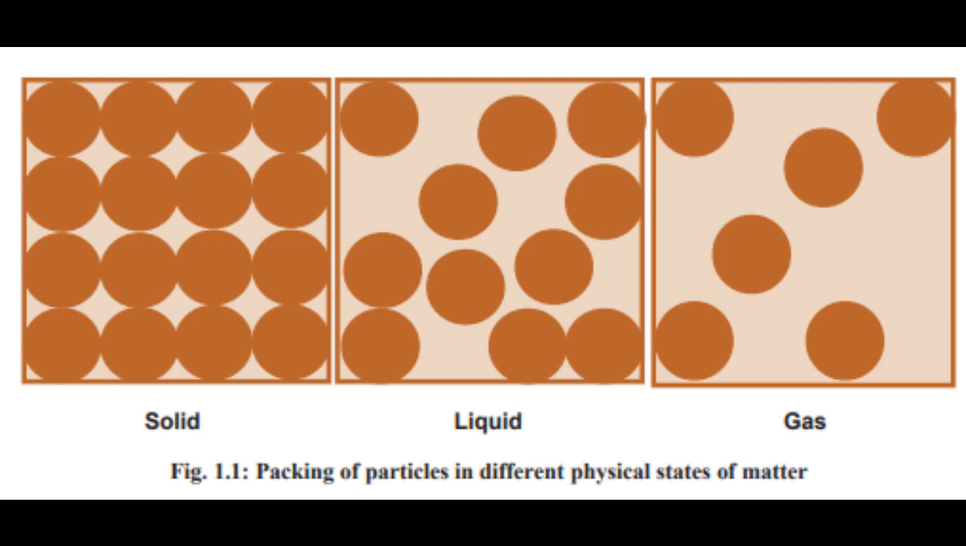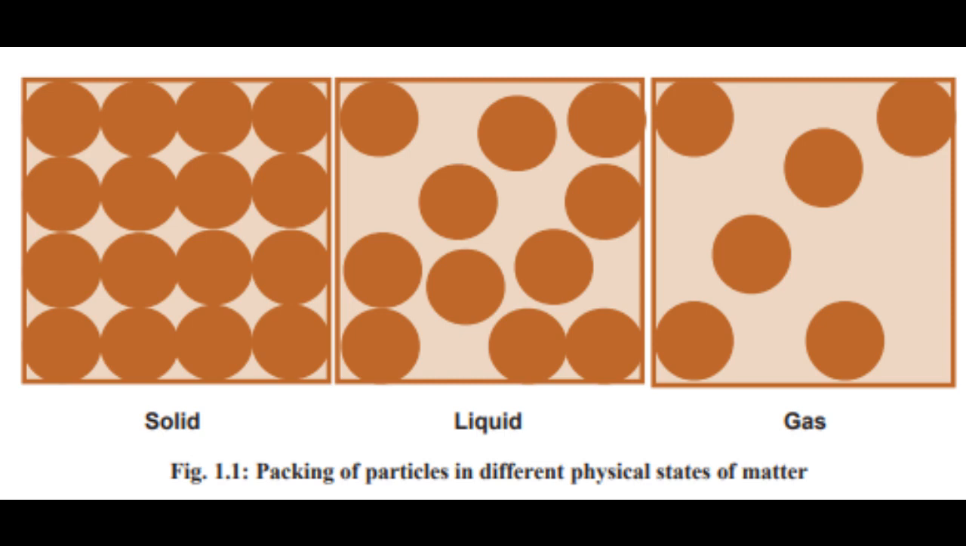Fig. 1.1 depicts the packing of particles in the solid, liquid and gaseous states. In solid state, there is orderly arrangement of particles. In liquid state, the arrangement is partially orderly. In gaseous state, there is random and disorderly arrangement of particles. Figure 1.1. Packing of particles in different physical states of matter.